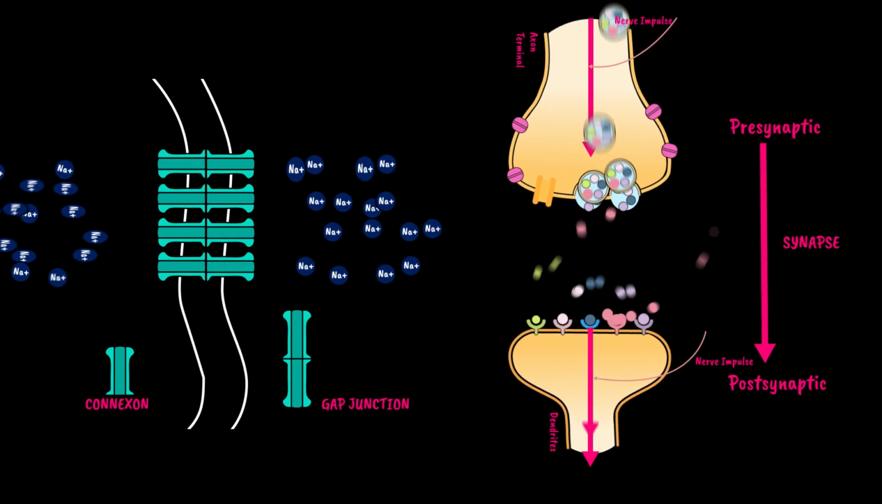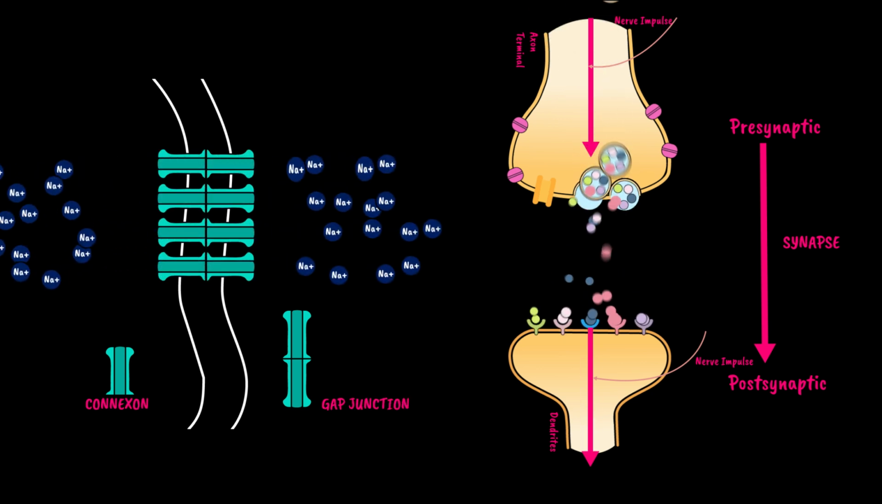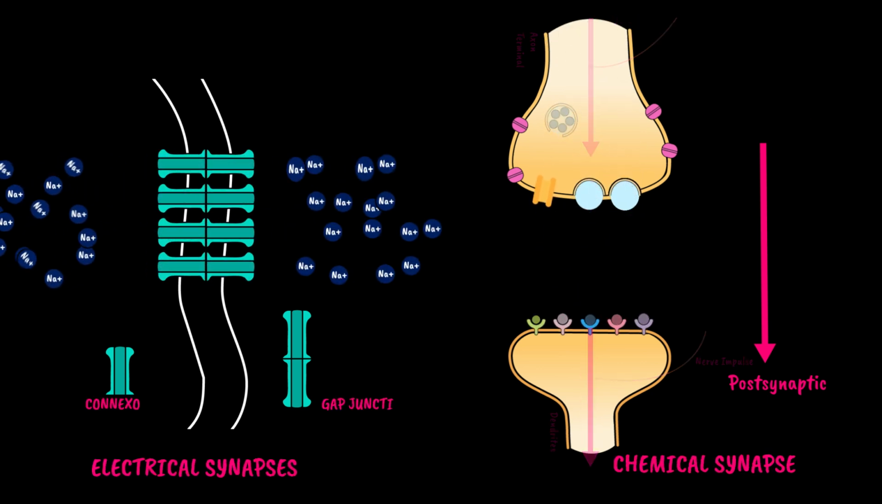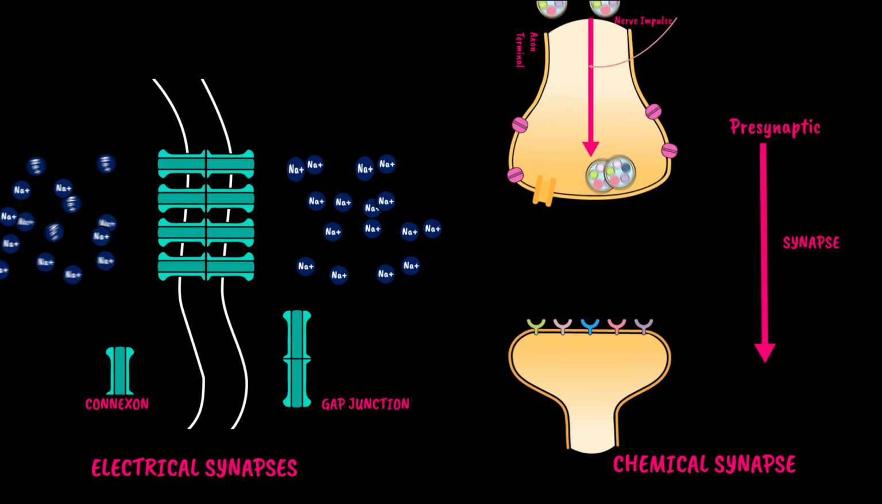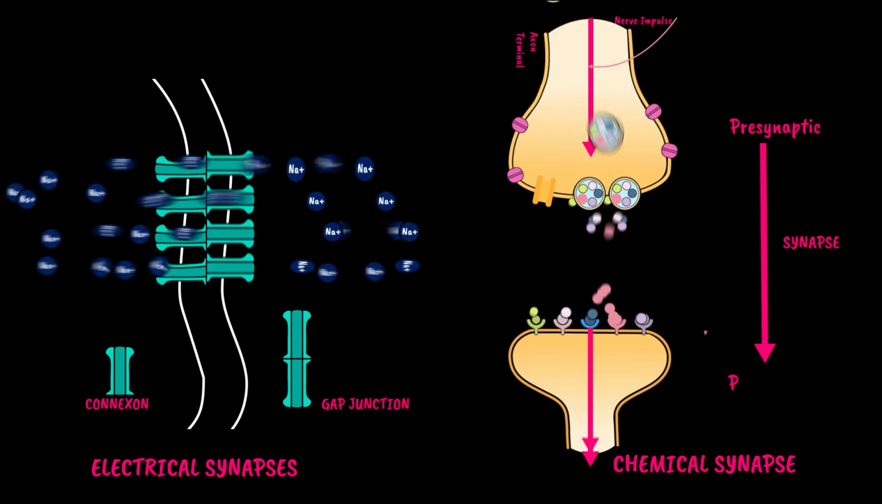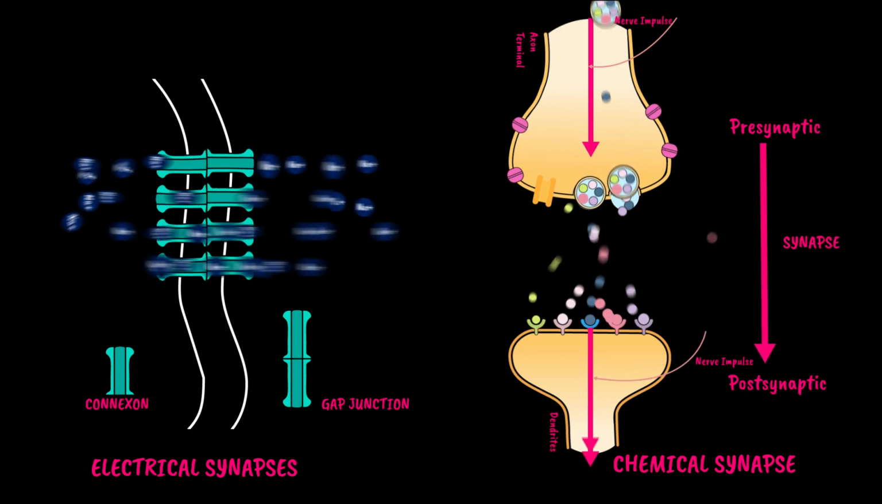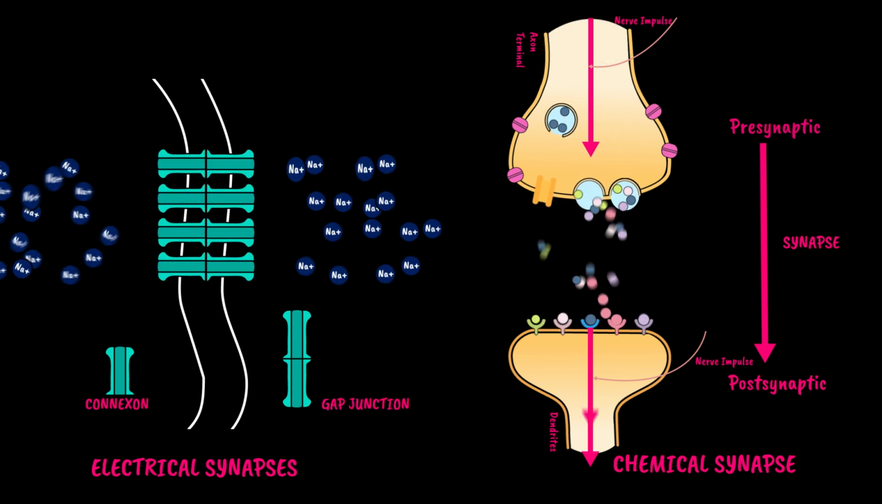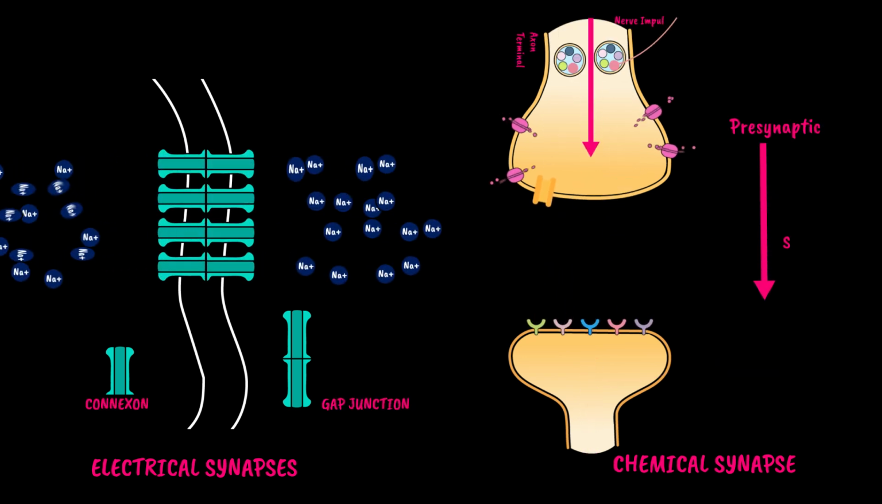Synaptic transmission can occur in two main ways, chemical or electrical. And based on how they function, synapses are classified accordingly. Chemical synapses are the most common type in the human nervous system. Electrical synapses, on the other hand, are more prevalent in non-mammalian species.